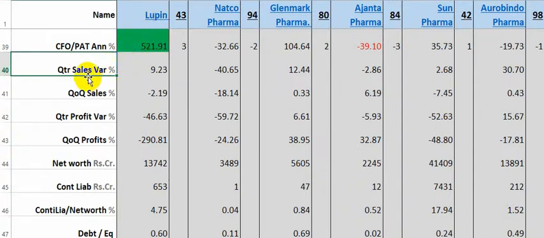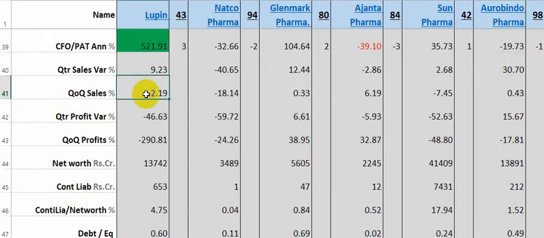Lupin's quarterly sales growth, that is year on year, from March 2018 to March 2019 quarter, had a growth rate of 9.23%. Natco had a fall in its sales. There was a degrowth in sales, or the sales fell by 40% from March quarter of the previous year. Aurbindo had a high growth rate in its sales of 30% from its previous quarter.